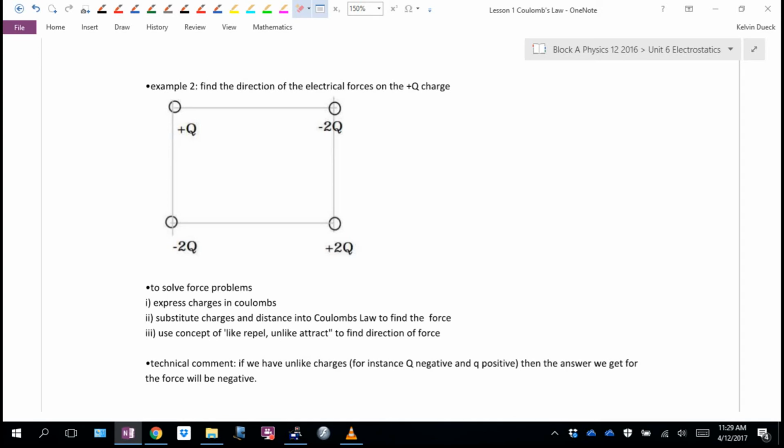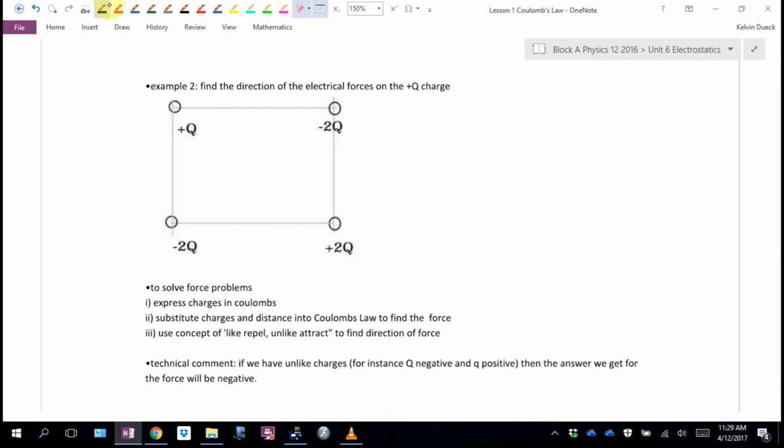There's no way to do 4. If you can figure out a way to do 4 all at once, there's probably a Nobel Prize for you. In fact, there's no way to do 3. This is the famous 3-body problem. We can only do 2 at a time. So which one do we want to find the force on? This guy. We're going to find the direction of the force.